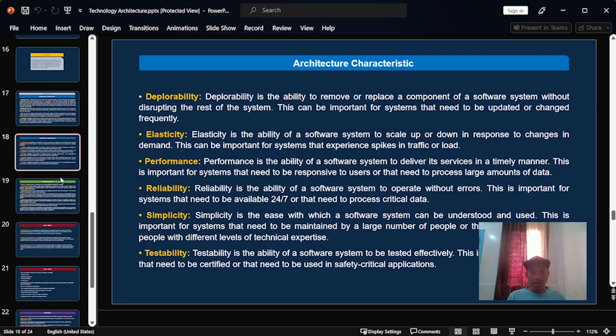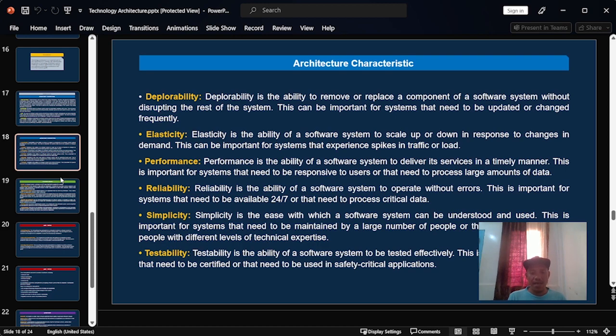So do not design a system which is complex. It means if you are designing a system, it should be simple. It should be in a simple design, but the system is reliable.